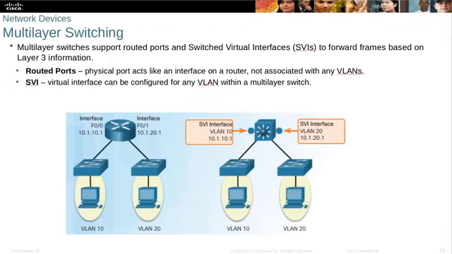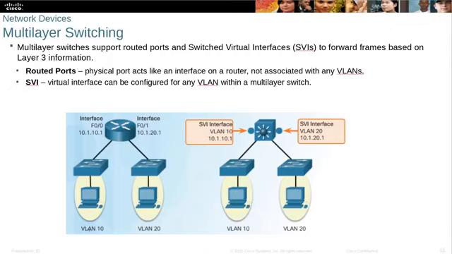They're known as VLAN interfaces. So we can create interface VLAN 100, which is a switch virtual interface, and we can put an IP address on that, and that could then be used to forward frames based on layer 3 information. A routed port is a physical port that acts like the interface on a router. It's not associated with any VLANs, whereas an SVI is a virtual interface, only exists in software, and it can be configured for any VLAN within a multi-layer switch.